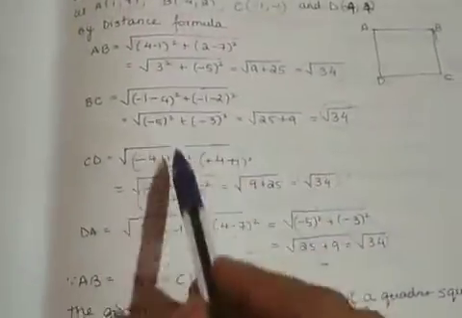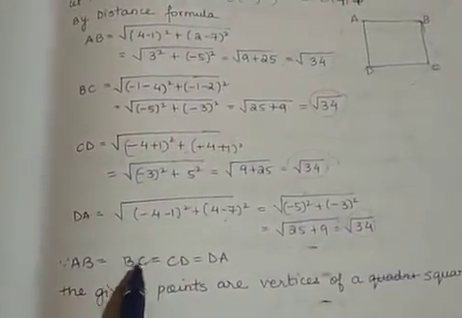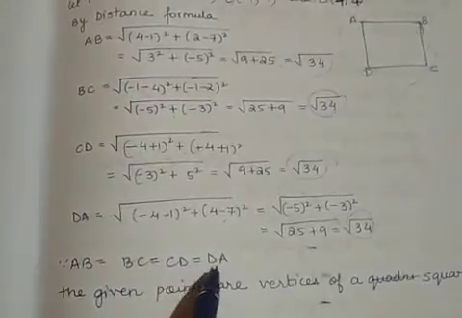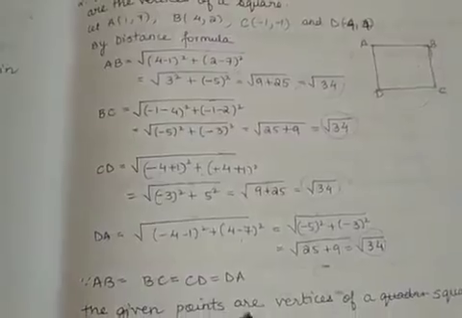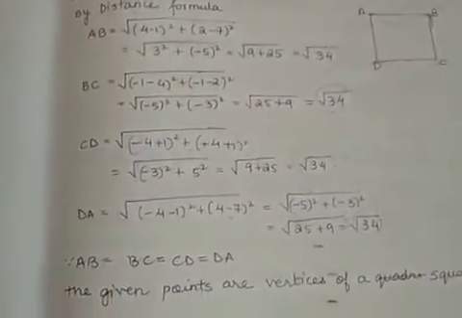So from all these you see AB is equal to BC is equal to CD is equal to DA. So all the sides are equal. Therefore, the given points are vertices of a square.